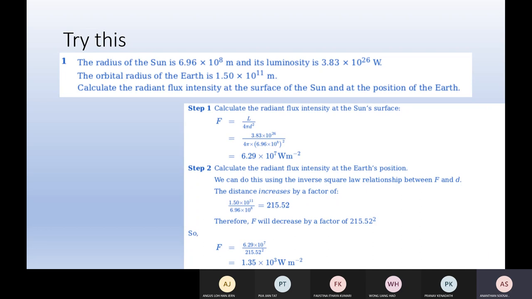Or generally, instead of using the inverse square law, you can use this formula as usual. The luminosity you know already, so just put in the distance between the sun and the Earth. So flux is in watts per meter squared, same as intensity. Any questions so far?